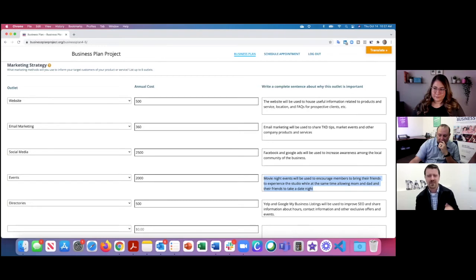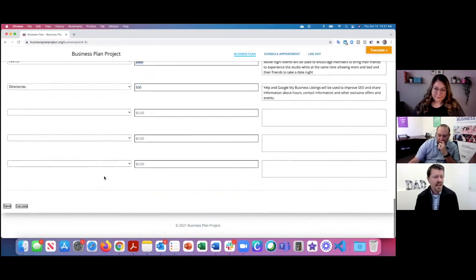It was awesome. And the parents could go catch a bite to eat or something. But that's going to cost us money. Let's say we have to spend $2,000 a year on pizza and other ancillary costs. But that's it for the marketing section.